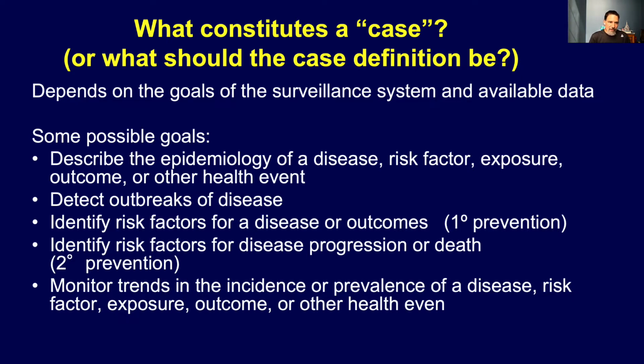But it might be something more related to detecting outbreaks, or something related to primary prevention, where you're trying to prevent the infection from occurring to begin with. Or you're not necessarily trying to prevent infection, but you want to prevent the disease that is related to the infection, or the death that could come as a result of having the infection. So each surveillance system may have specific goals, or should have specific goals, and what you would call a reportable event or a case under that surveillance system will be driven by the goals.